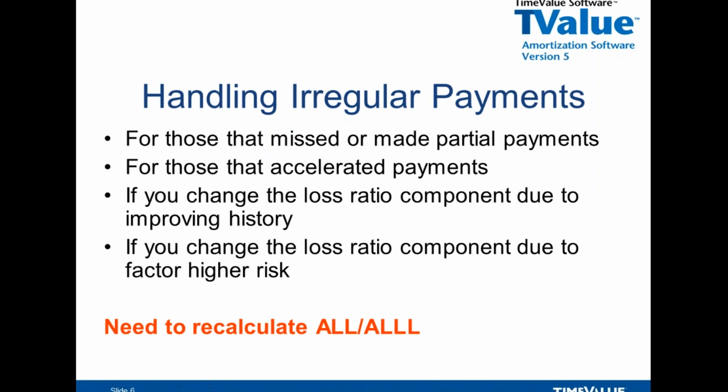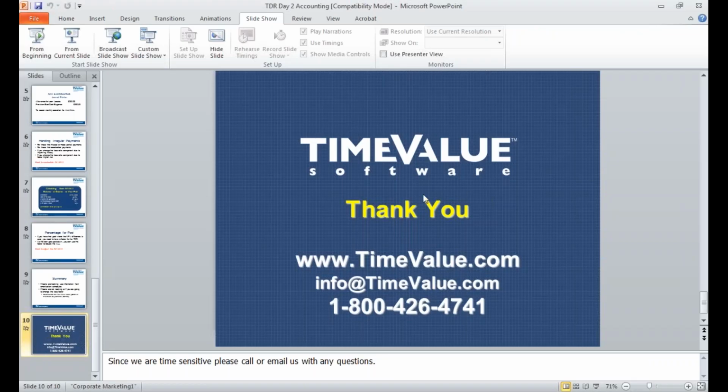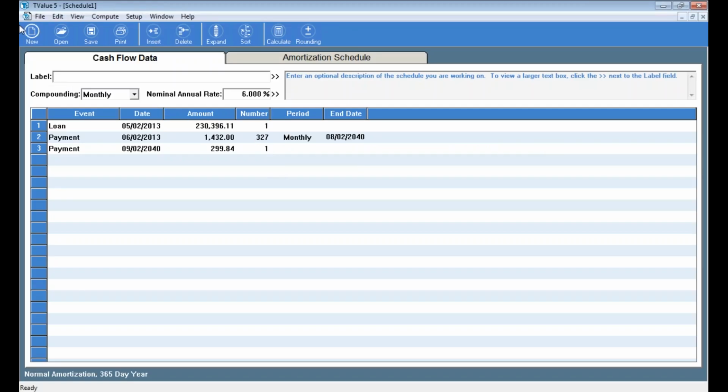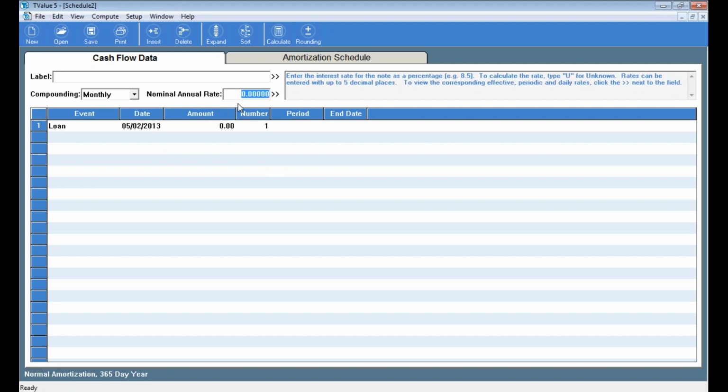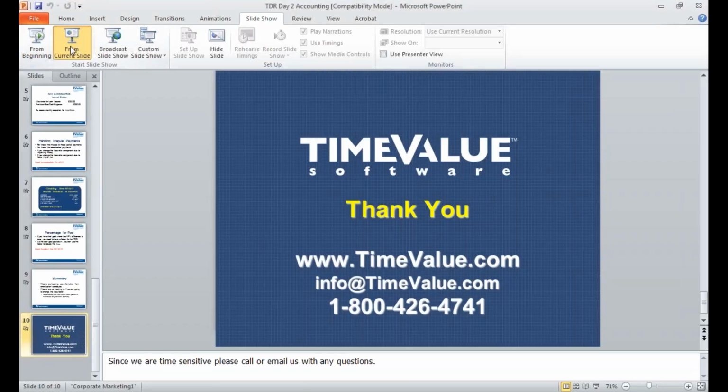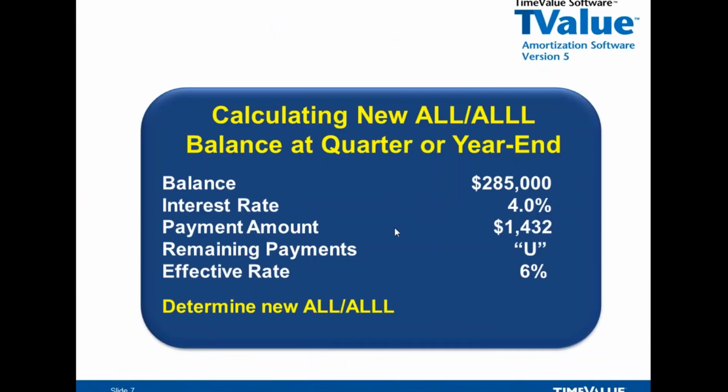So what we would do now is we go to TValue. Let's go right here. And what I'm going to do is open up a new schedule. And let's say we have, let's go back to our PowerPoint real quick. I got this set up for us. Let's say we have $285,000. We have an interest rate of 4% on our loan modification.